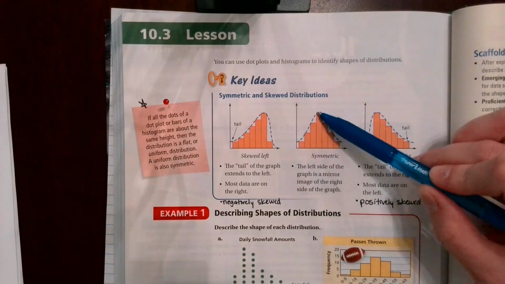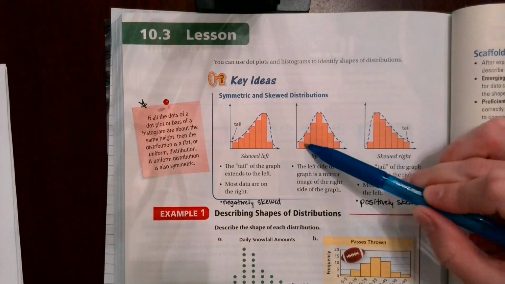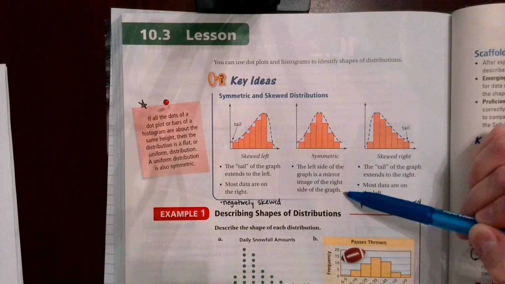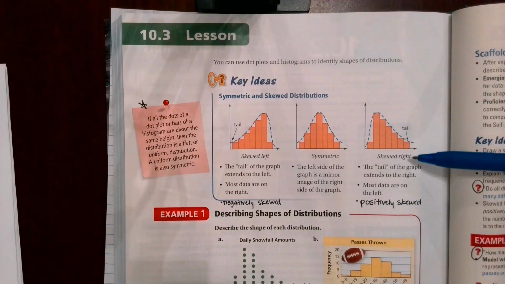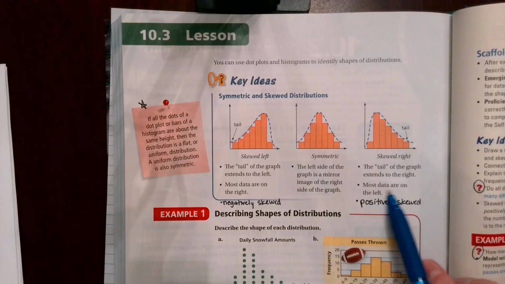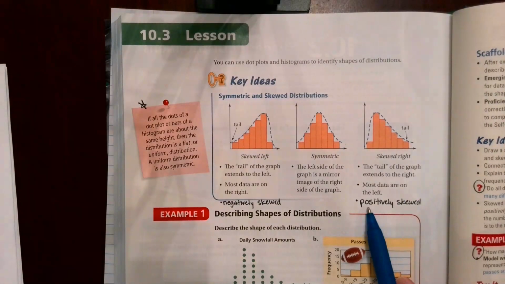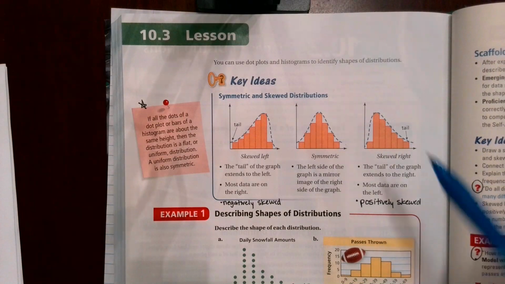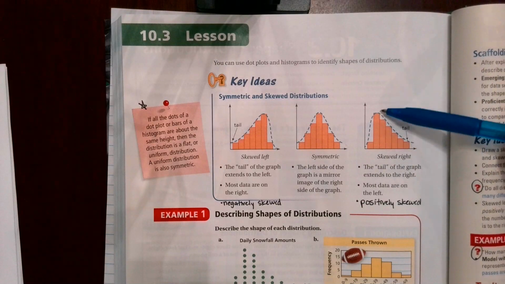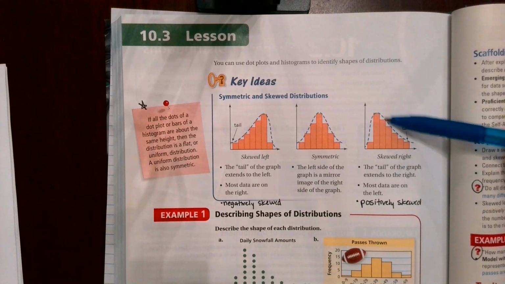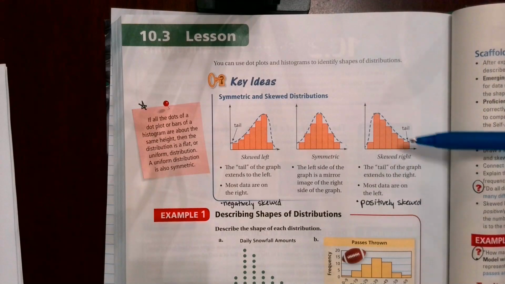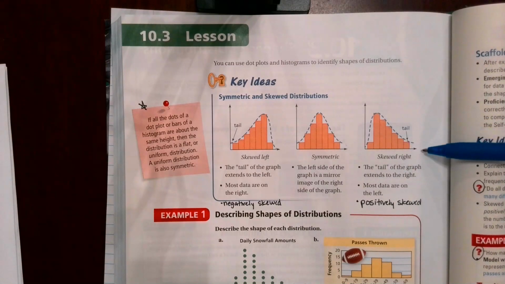This is symmetric when it's pretty even on both sides: the left side of the graph is a mirror image of the right side. Skewed right is when the tail of the graph extends to the right. Most of the data is on the left, and it's also called positively skewed. So think of it as a slide. You come up to the graph, and you're sliding to the right. So this is skewed right. Slide right, skewed right. Trying to help you think of different ways. Positively skewed, the slide is going to the positive side.